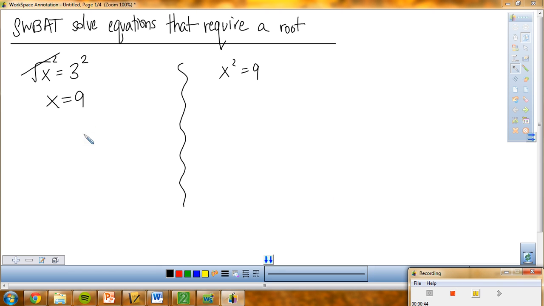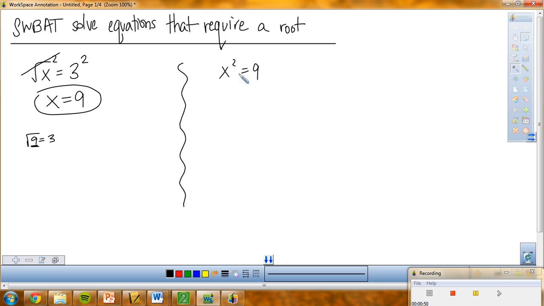Now what this really means is that if we substitute it back in, the square root of 9 equals 3. And this is true. There's no other number that I could substitute in for this x that's going to give me 3. There's only one answer, so that's why I leave my answer as it was.